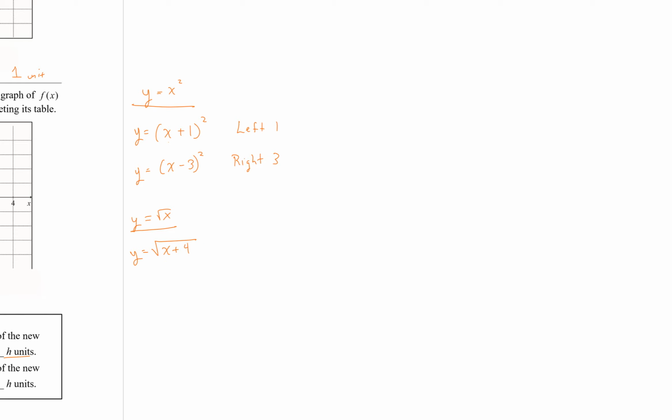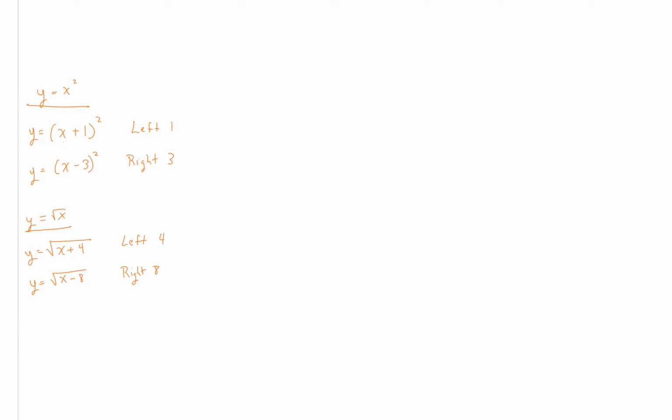So because it's happening inside to the x, it's going to be a horizontal shift. In this case, it's going to go left because it's adding. It's going to go left 4 units. So if I were to, let's say, subtract 8, this one is going to go to the right 8 units. You ready? I'm going to do the reciprocal graph, y equals 1 over x. If I said y equals 1 over x plus 4, this one's going to go left 4 because it's adding. See that?